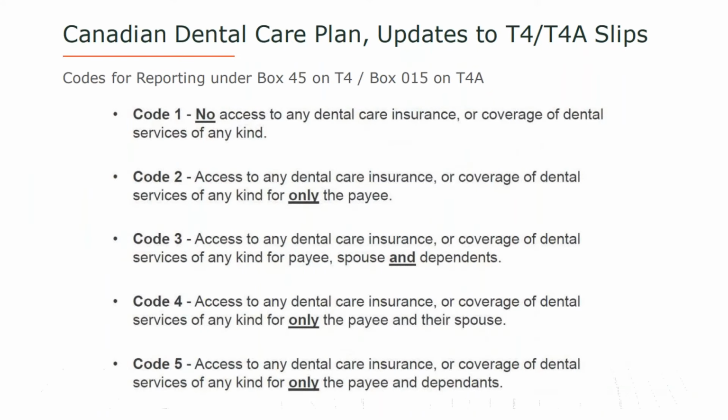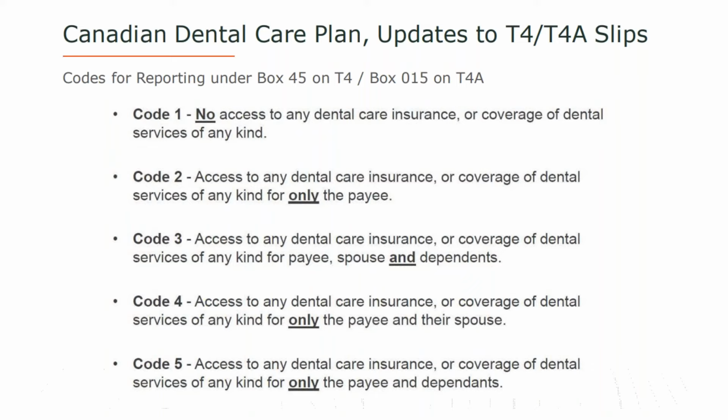So here are the codes that you're going to be selecting. There are 5 codes to choose from. These codes are both going to be accessed for box 45 on the T4 or box 015 on the T4A. Code 1 will stand for that the employee has no access to any dental care insurance or coverage of dental kind of any kind. And I know everybody on this call, the poll was that 100% of you do offer it. So that means that you will have to populate that information.